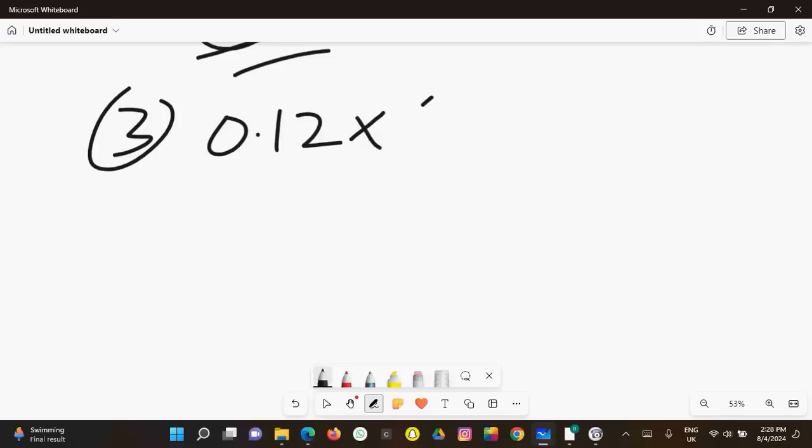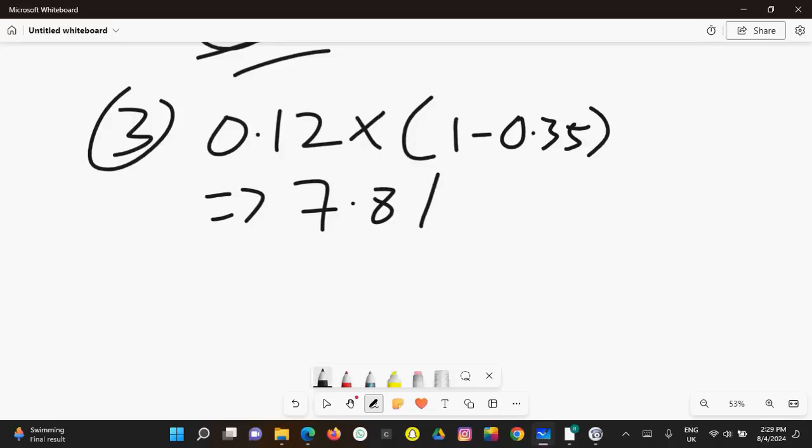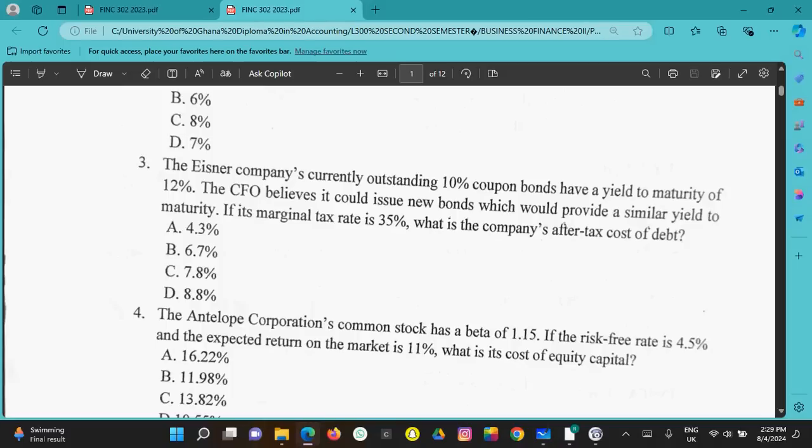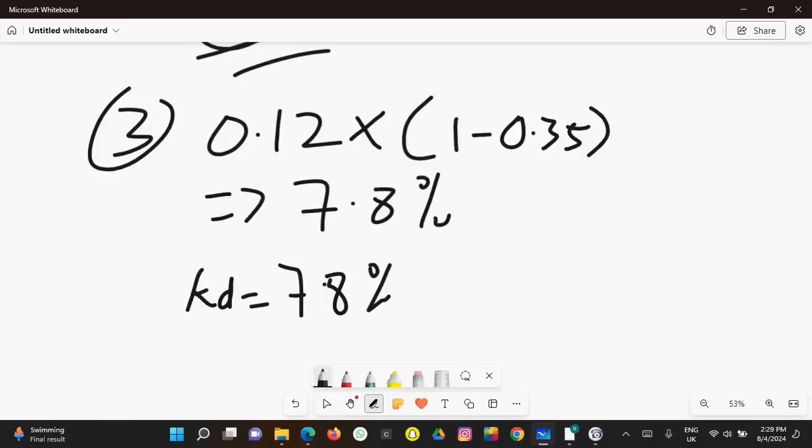0.12 times bracket 1 minus 0.35, which is the tax, right? So this is going to give us 7.8%. So cost of debt is equal to 7.8%, which is answer option C.